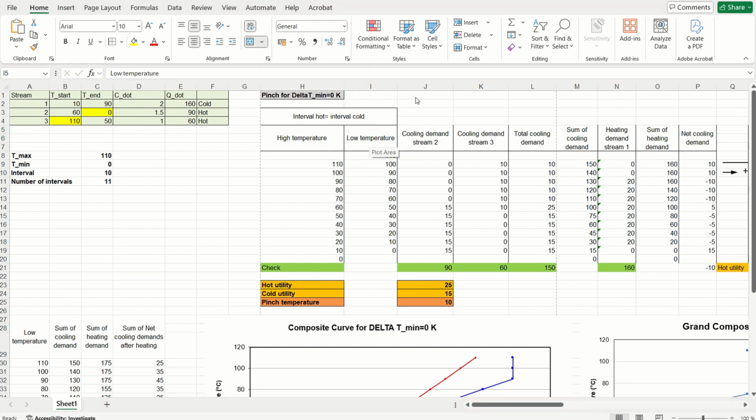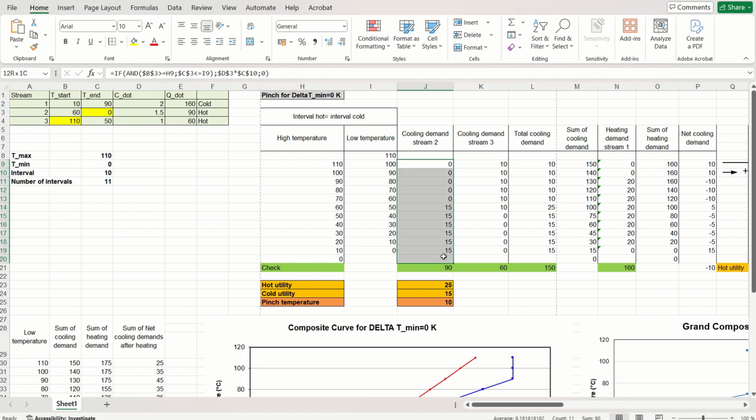Once the temperature interval is found, the next step is to calculate the cooling demand of the hot streams to be cooled down and the heating demand of the cold streams to be heated up for each temperature interval. So let's start with the hot streams. Here we have 2 hot streams, termed stream 2 and stream 3. Let's start with stream 2. First, identify the temperature range of stream 2. Here it starts from 60 and cools all the way down to 0 degrees Celsius. So my stream 2 starts at 60 and ends at 0 degrees Celsius.